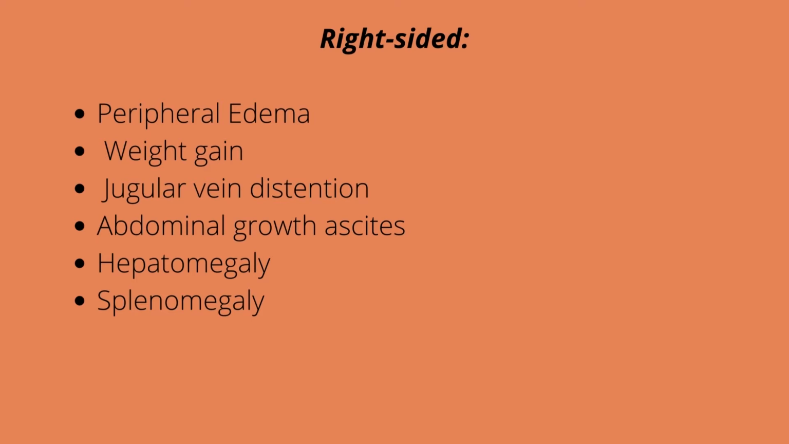And with abdominal growth, we're going to have ascites, hepatomegaly, and splenomegaly. That's the spleen being bigger. They're going to be bloated. They're going to have anorexia, cyanosis, and cool legs. They're going to have nausea and vomiting, of course, because of this ascites, as well as the edema that we talked about.